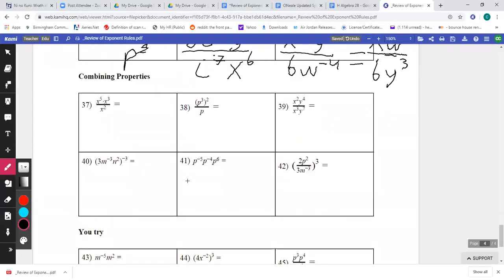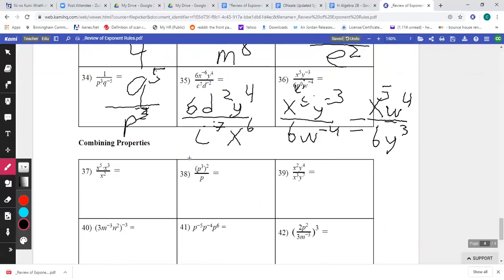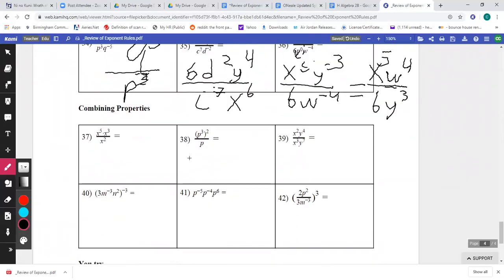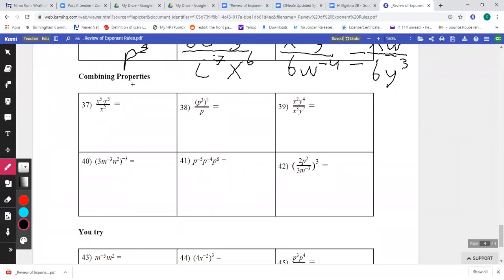Okay. The last couple of problems here are just going to be a combination of properties. You should be able to also work with these properties if you put them together. So for example, look at number 37. On the top, you have multiplication of exponents, and then you're going to be dividing. So the first step here is to add the 5 and the 3. And so this becomes x to the 8th over x squared. And then now you're going to go ahead and know that if I'm dividing exponents, I subtract. So my final answer here is x to the 6th.